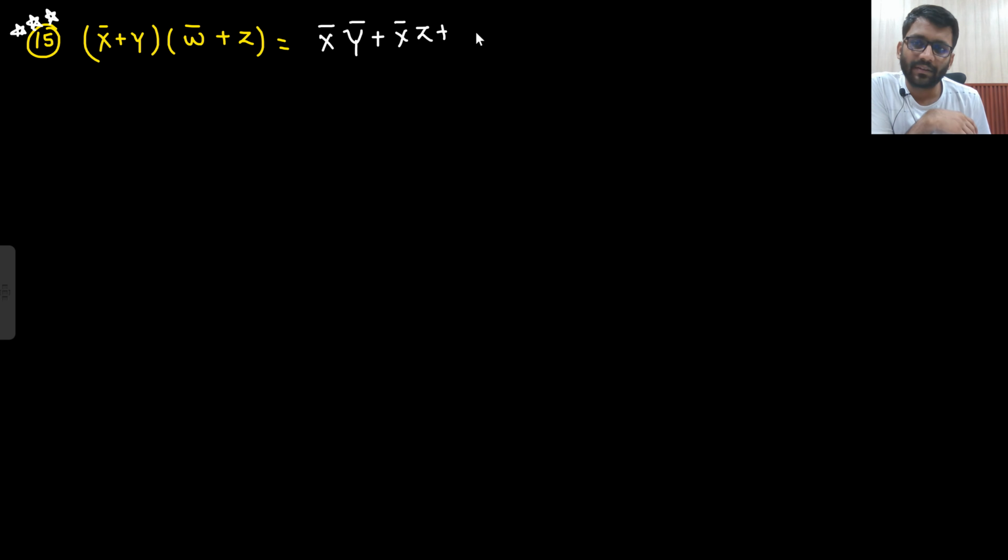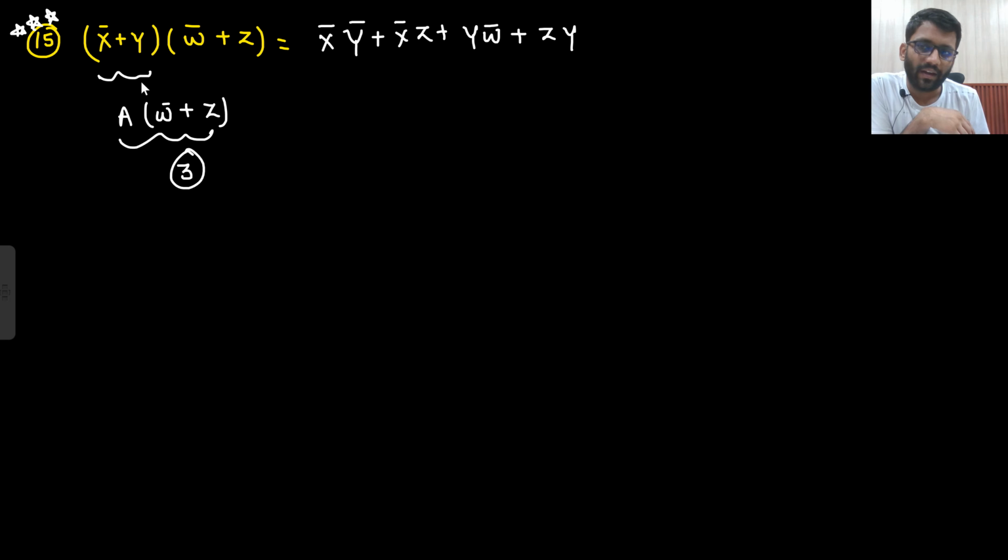Let's do multiplication. If I do multiplication, what will I be getting? X bar Y bar, X bar Z, Y W bar plus Z Y. It is becoming more complex, right? It is becoming more complex. And if I assume this as A, and then I will do W bar plus Z. So this will take me 3. And how much will A take you? A is an OR gate plus 1 inverter. So this will take you 4. So here your answer is coming 7.